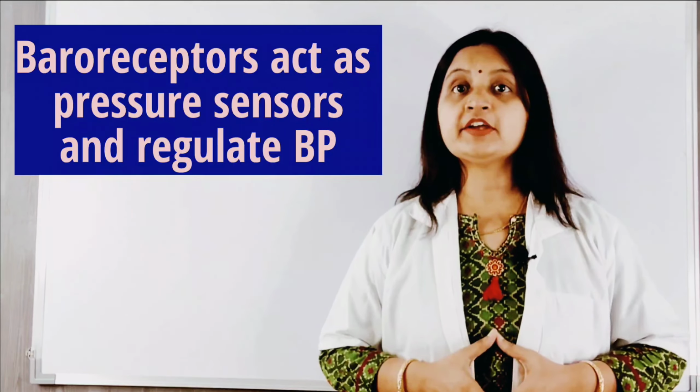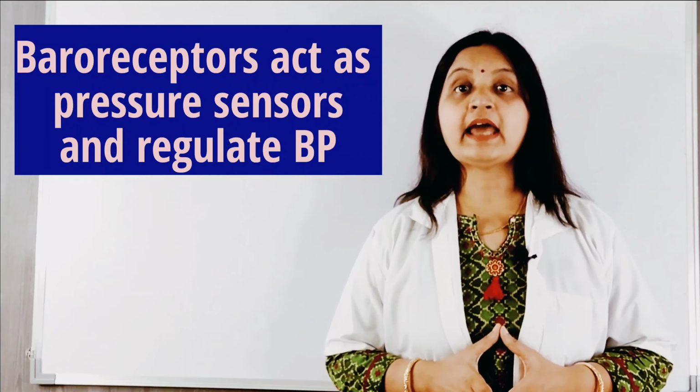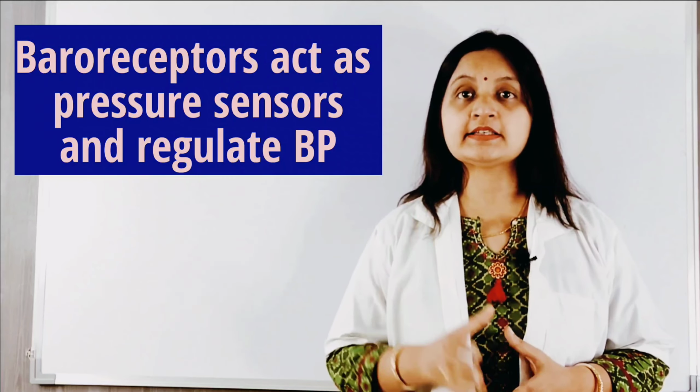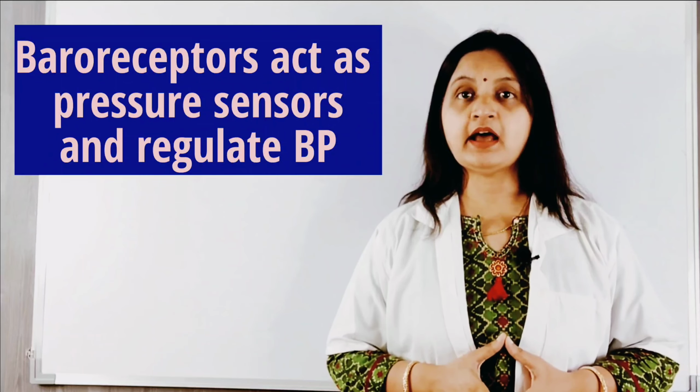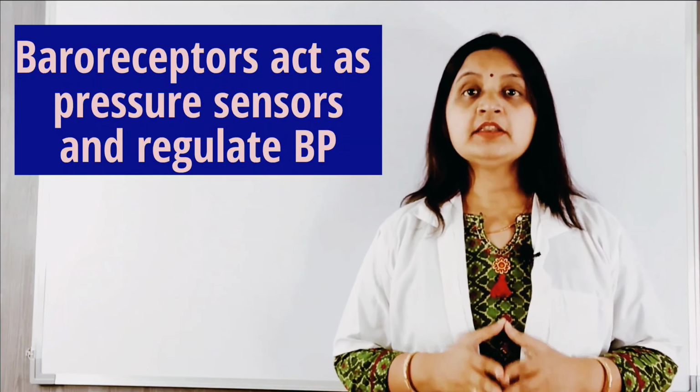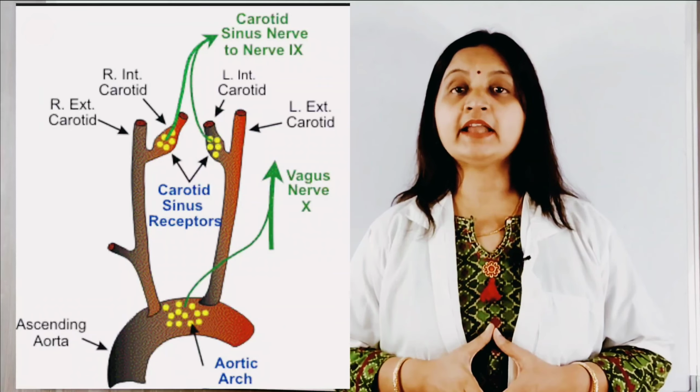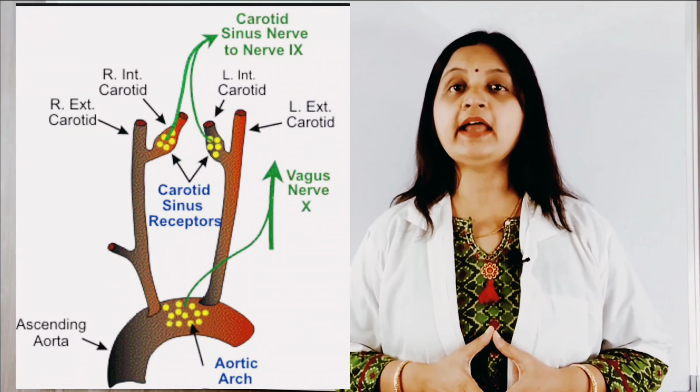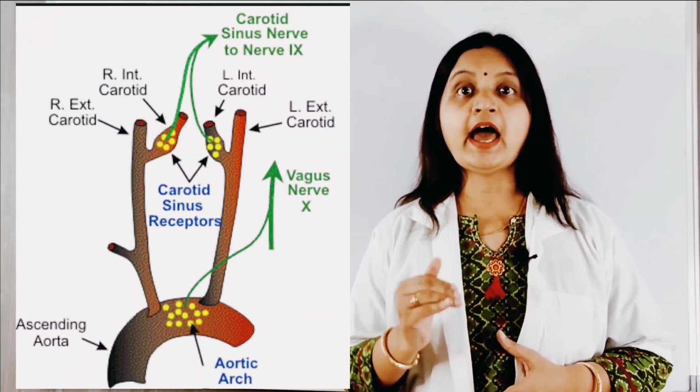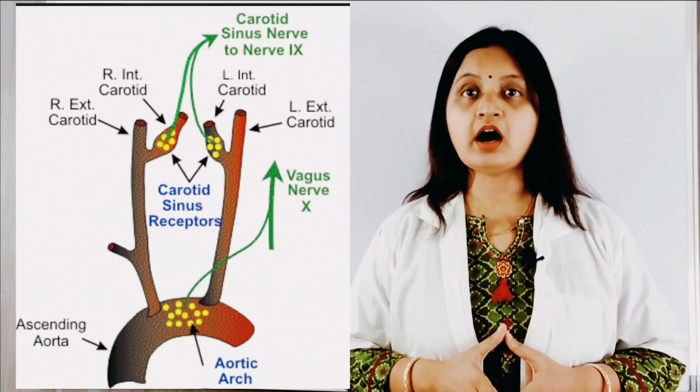Arterial blood pressure is normally regulated within a narrow therapeutic range, with a mean arterial pressure ranging between 85 to 100 mm of mercury in adults. This is accomplished by baroreceptors that act as pressure sensors and can sense changes in arterial blood pressure. The baroreceptors are located in the wall of the carotid sinus at the bifurcation of the internal and external carotid artery and in the wall of the aortic arch.